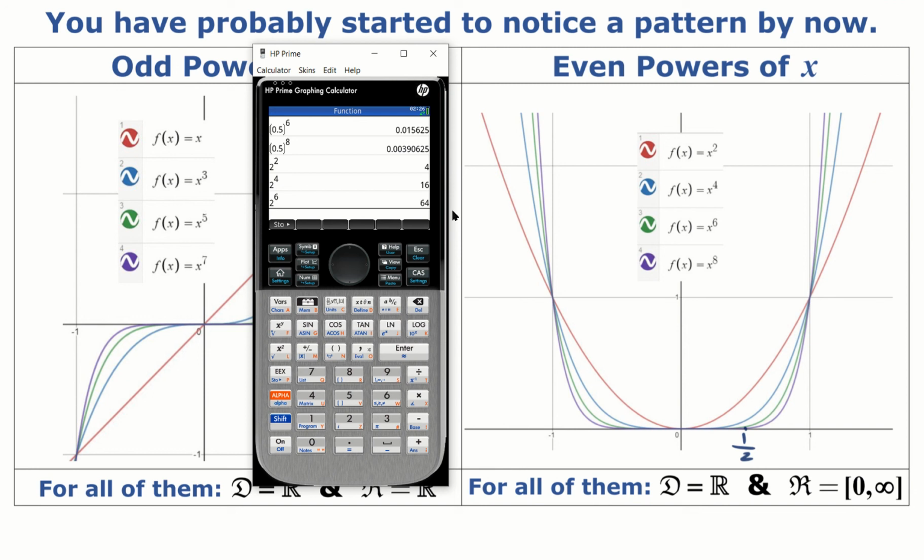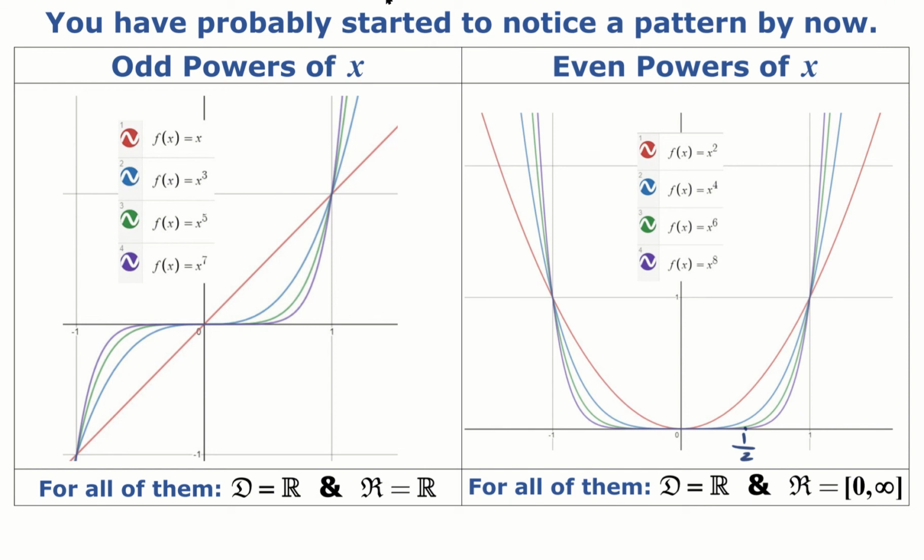Okay, so a very, very special region, the numbers between 0 and 1, they behave differently from all the numbers to the right of 1 and all the numbers to the left of negative 1. Notice that all of these also have the same kind of domain and range, the domain being all real numbers and the range being all real numbers. And all of these even powers behave similarly as well. The domain is all real numbers, the range is all non-negative real numbers, so from 0 to infinity.